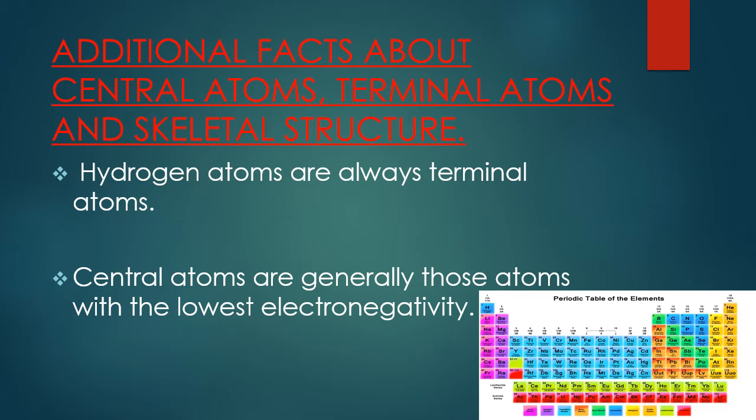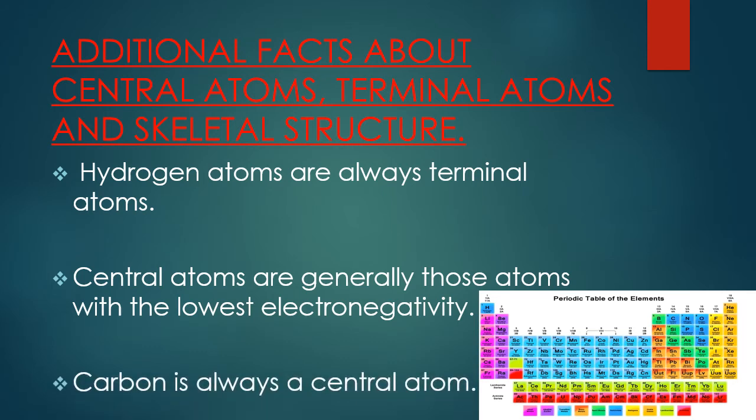Electronegativity generally increases across the periodic table. An atom with the lowest electronegativity compared to another atom loses its electrons partially to the other atom. Carbon is always a central atom. So let's proceed and look at the most important part of this lesson.